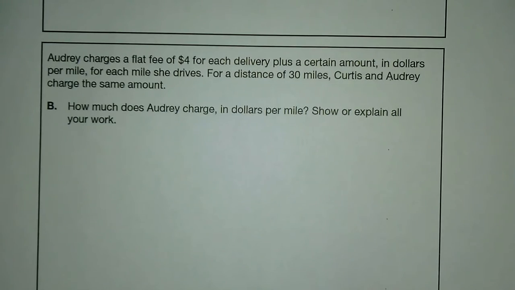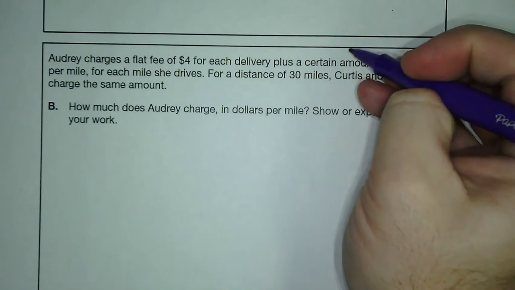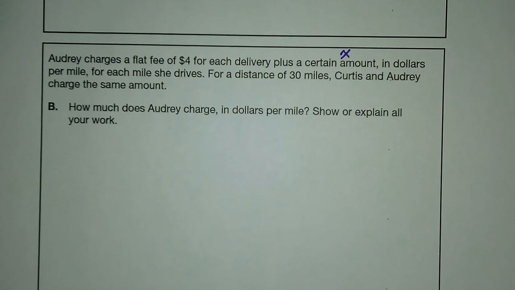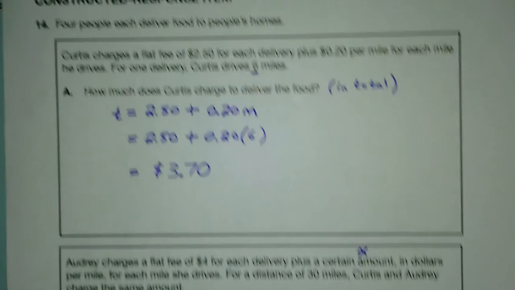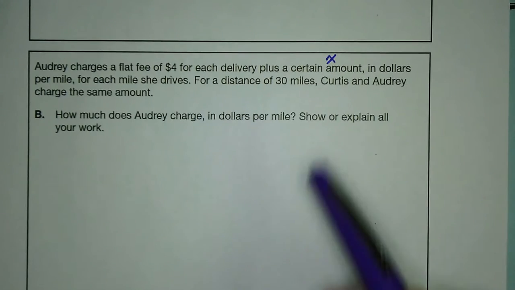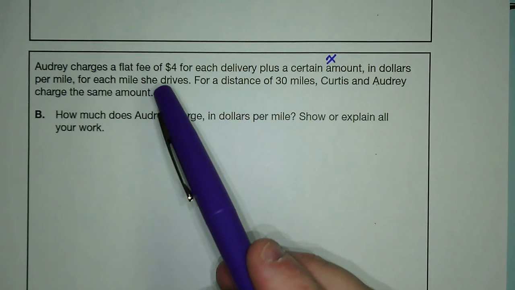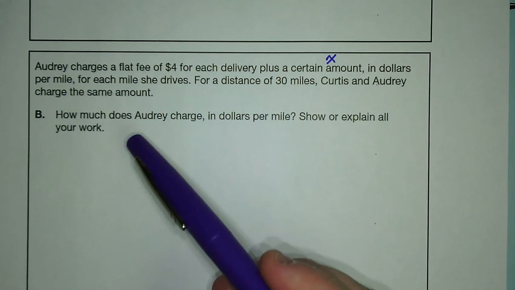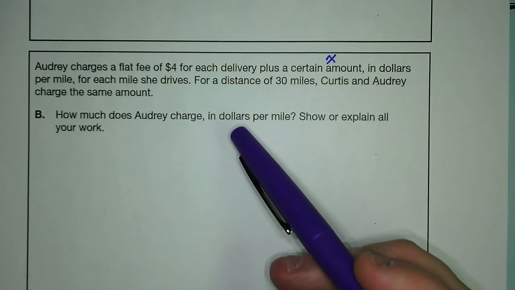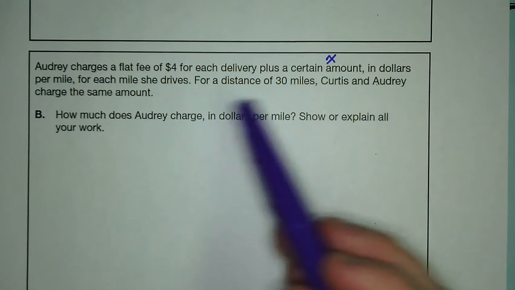Audrey charges a flat fee of $4 for each delivery plus a certain amount. I immediately want to say, okay, so that's going to be some kind of variable in dollars per mile for each mile she drives. Audrey's a little more expensive, huh? For a distance of 30 miles, Curtis and Audrey charge the same amount. How much does Audrey charge in dollars per mile? Show or explain all your work.